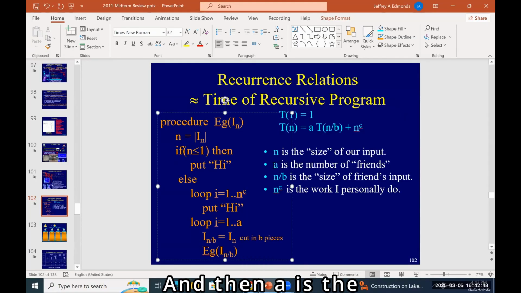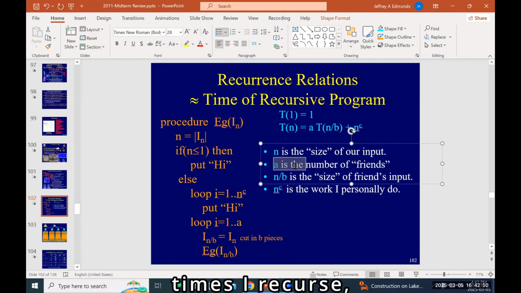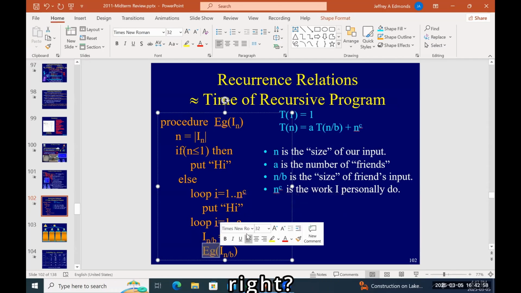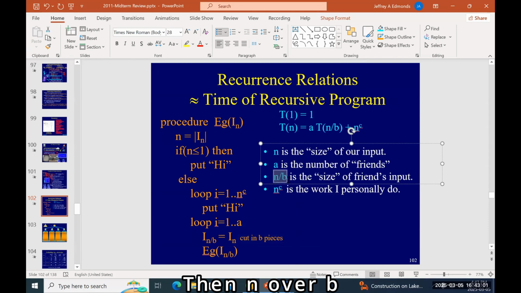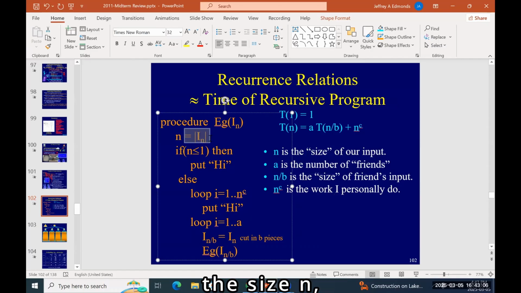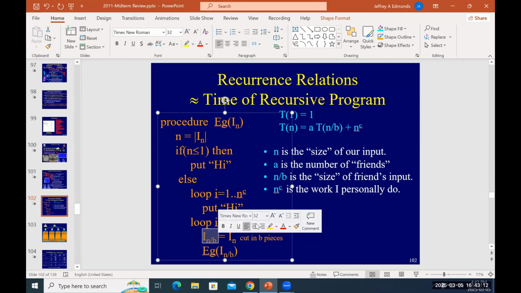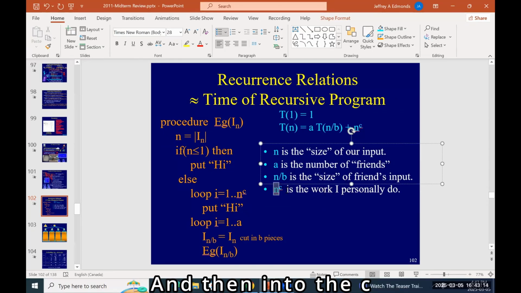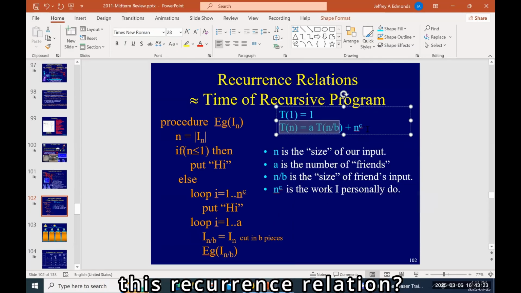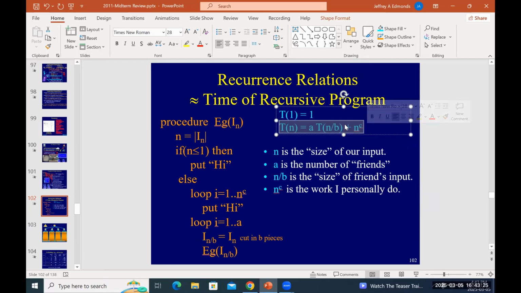And then A is the number of friends, the number of times I recurse, right? So here I'm recursing, I loop A times and I recurse. Then n over b is how big my friend's input is. If my input's of size n, then my friends' inputs are all size n over b, right? And then n to the c is how much work I personally do, right? Everybody get that? And everybody understand this recurrence relation, right?